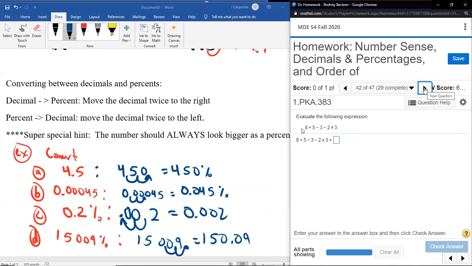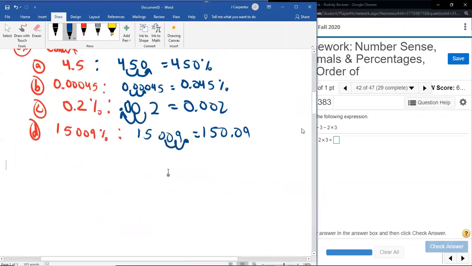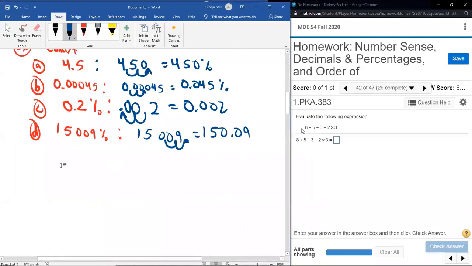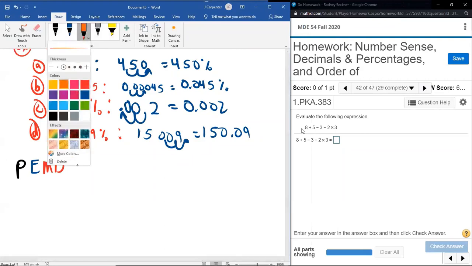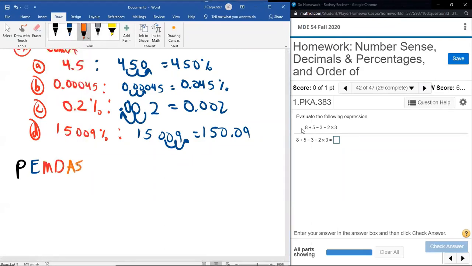All right, here we go. Some good old-fashioned PEMDAS. Evaluate the following expression. One more reminder of this, and I'll do it in multiple colors. P is your first step. E is your second step. Parentheses, exponents. M and D, in the order you see them, from left to right. If you see divisions before multiplications, do divisions before multiplications. And then finally, addition and subtraction.